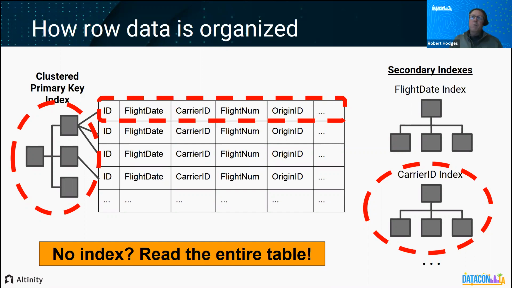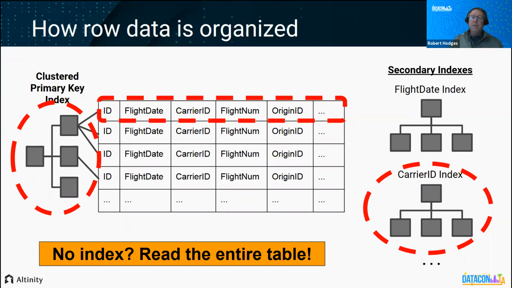So for example, if you want to look up something by carrier, find the flights today, on today's date for Southwestern Airlines, you will set up a carrier ID index because that allows the query optimizer to quickly find those rows. And so what that means is the storage is organized by rows, and it's set up to access rows.